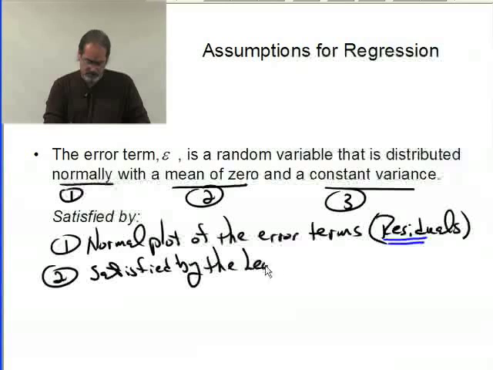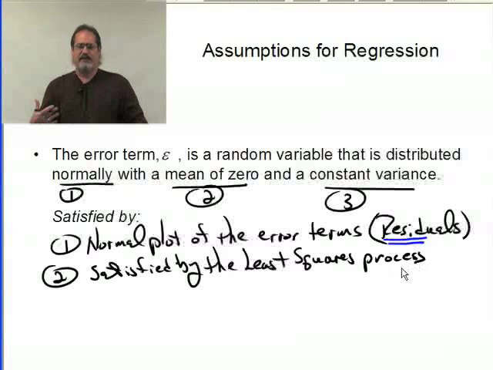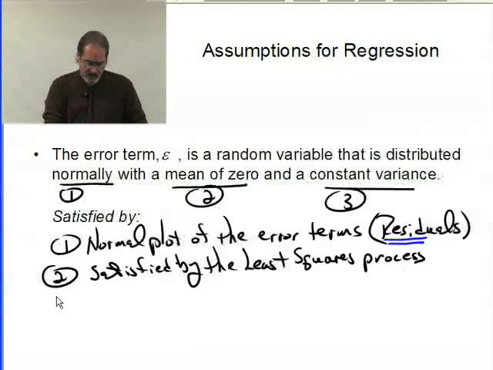By the least squares, I'm just going to say process. The mere fact we did least squares regression, one of the restrictions for least squares regression is that the sum of the errors is 0. That's how it actually finds a slope and the intercept for the regression equation for the line itself. And the third one is the constant variance.